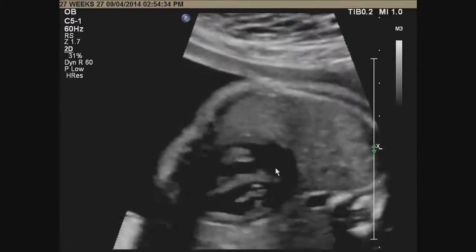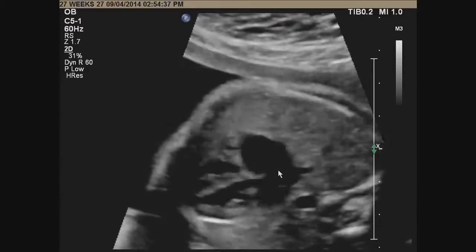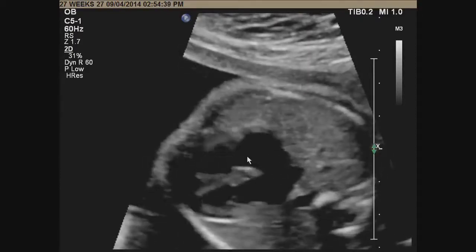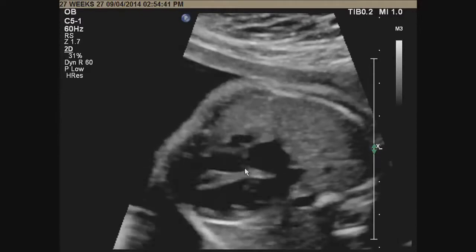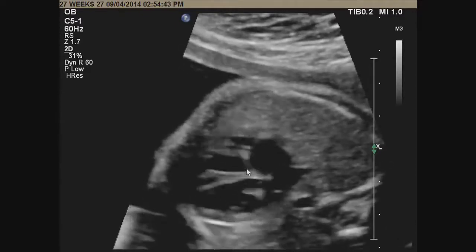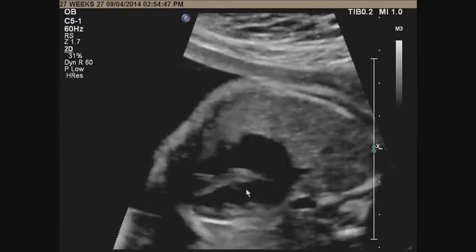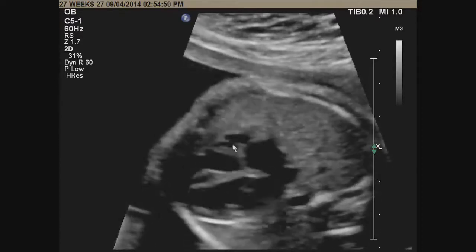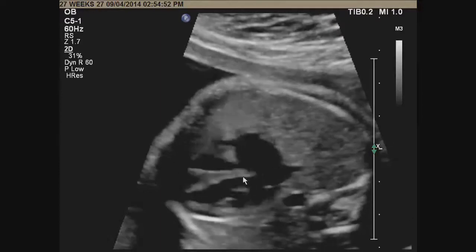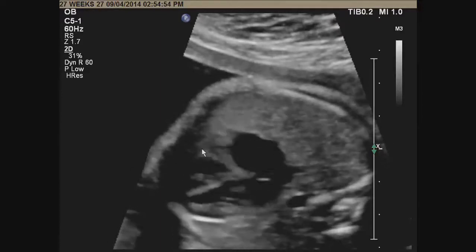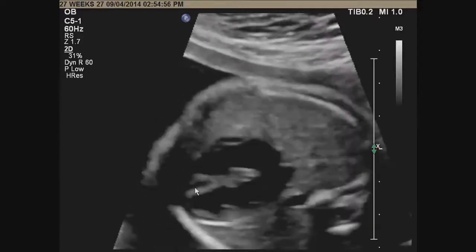So atrial size is equal. The foramen ovale is open. Septum primum area is equal. I see the septal leaflet, the insertion of the tricuspid valve, and the septal leaflet of the mitral valve right here. They're opening and closing very nicely, synchronously. There's no thickening along the AV valves. So that looks very nice, a normal heart at the four-chamber view.